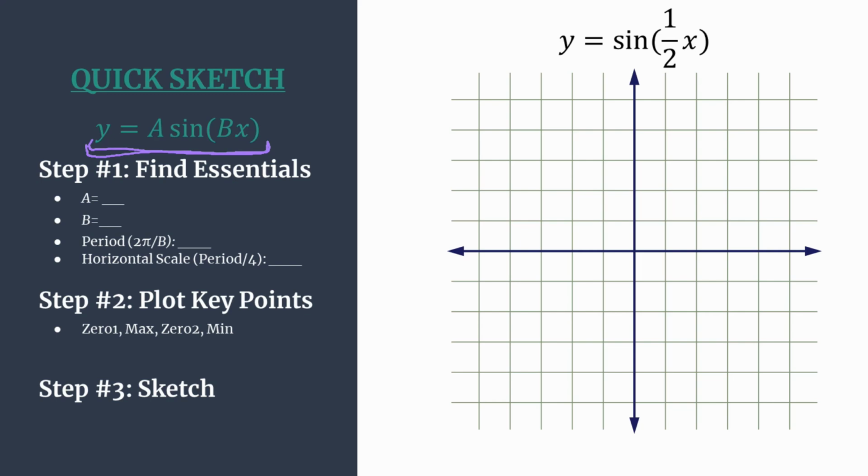So step 1, find our essentials. A is just the coefficient out in front of sine. We have an understood 1 here, so that's 1. That's our amplitude, or distance from midline to max or min. That will help us set our maximum and our minimum in step 2.